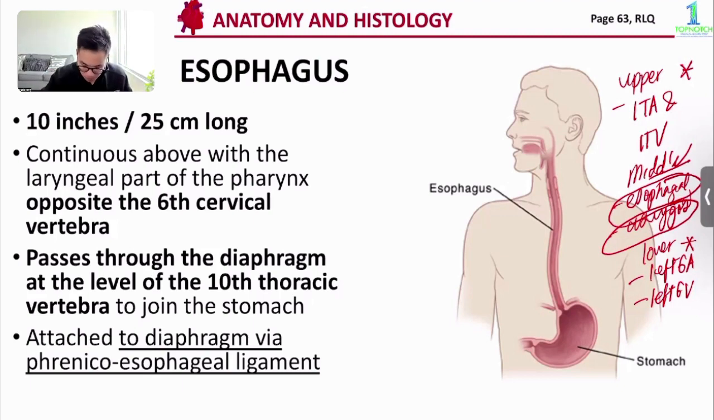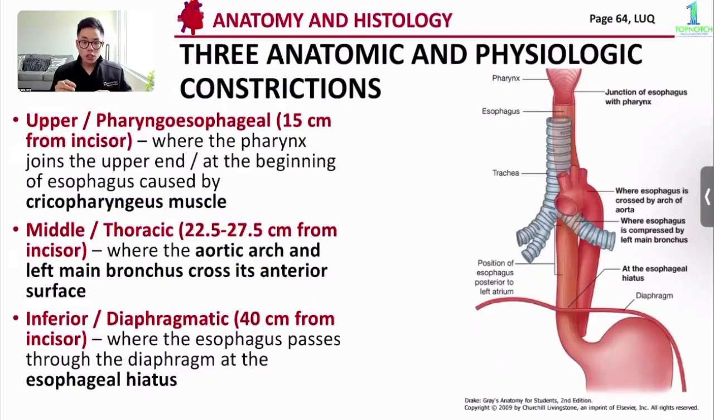Okay. Now, just so you know, there are three anatomic and physiologic constrictions of your esophagus. You have the upper, which is due to the cricopharyngeus muscle. You have the middle, which is where the aortic arch and the left main bronchus cross its anterior surface, and the inferior within the esophageal hiatus before it merges with the stomach area.